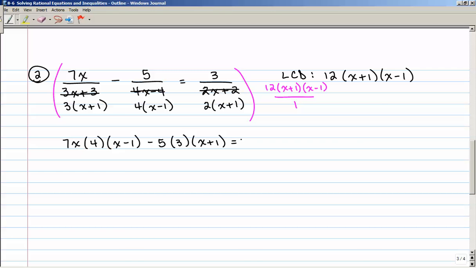And I think that's it. And then I originally have the 3 that needs to stay there. The 2 and the 12 will cancel and give me a 6. And the x plus 1s will cancel, and that'll leave me with an x minus 1.